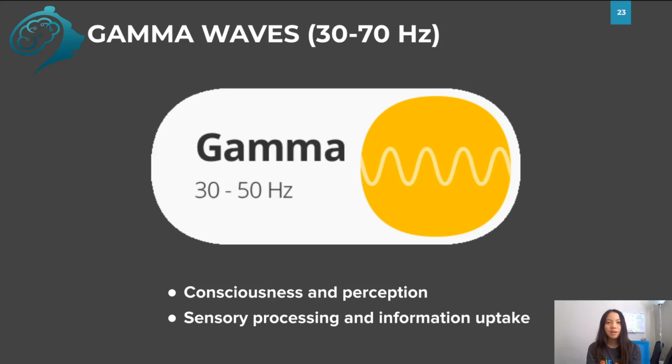And gamma waves, which are 30 to 70 hertz, are fast waves associated with attention, consciousness, and perception. There is a spike in gamma waves during rapid eye movements called microsaccades, which are considered integral parts of sensory processing and information uptake.